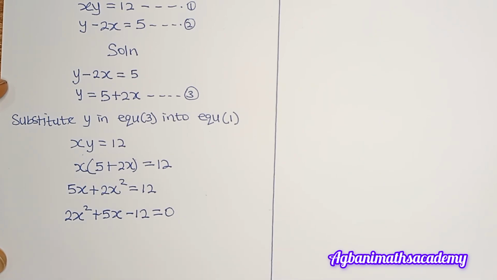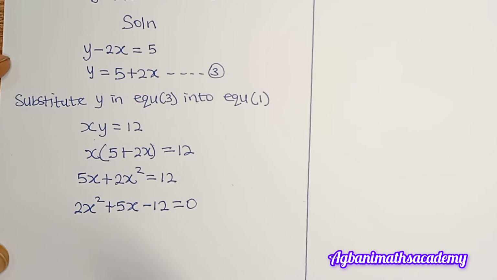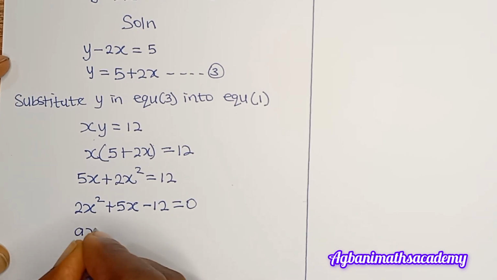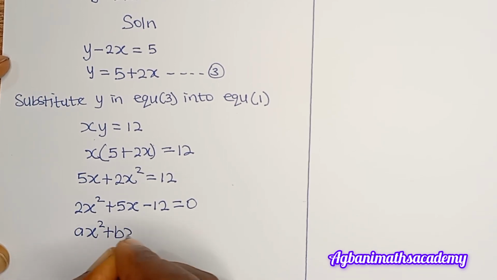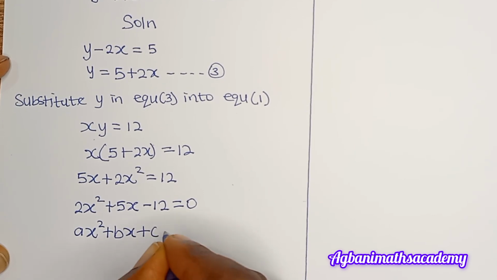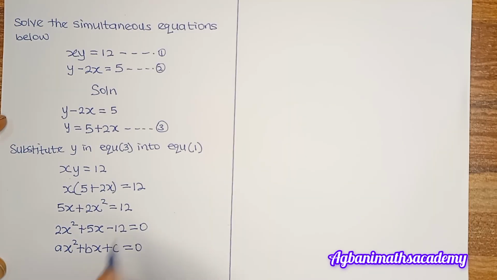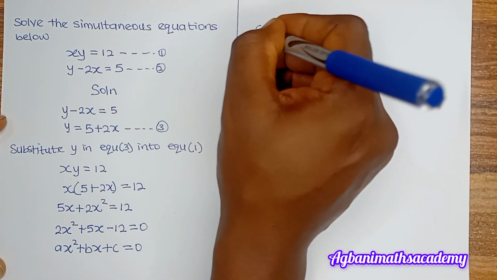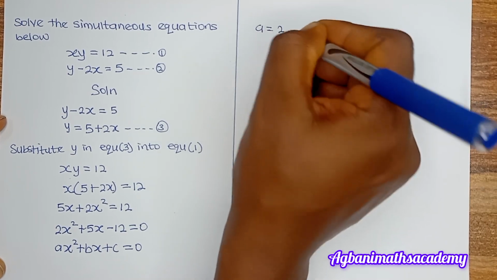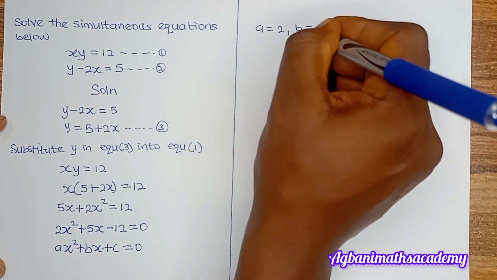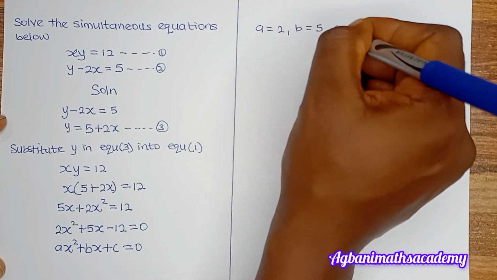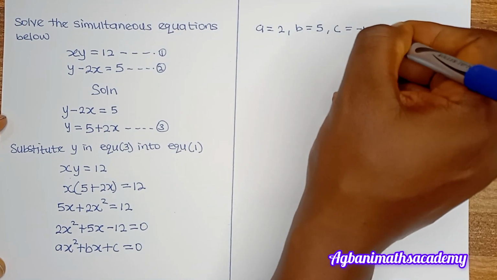Next, we are going to identify our value of A, our value of B, our value of C. Remember, every quadratic equation is in the form ax squared plus bx plus c is equal to 0. A is the coefficient of x squared, so A is equal to 2. B is the coefficient of x, so B is equal to 5. And C is the constant, C is equal to minus 12.